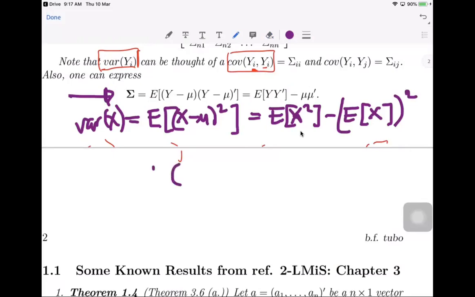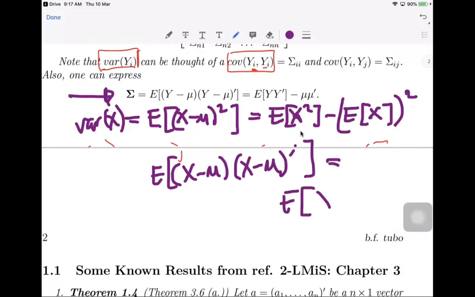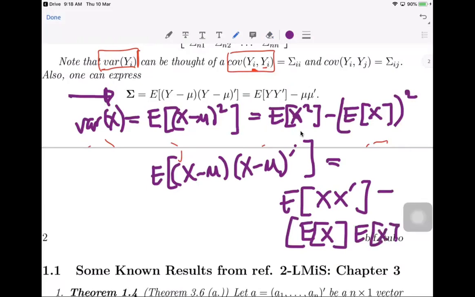multivariate case, it becomes the expectation of x minus mu prime. And this part here will be the expectation of x prime minus the expectation of x times the expectation of x prime, or mu prime. Okay. Right. Okay. So I hope I'm understood with that.